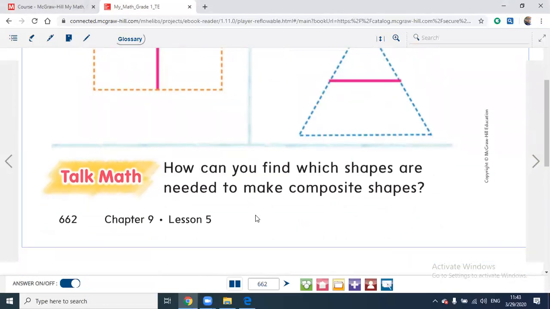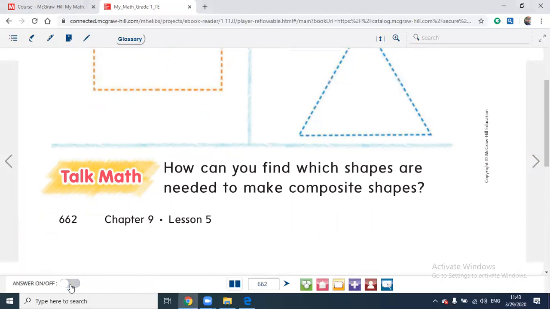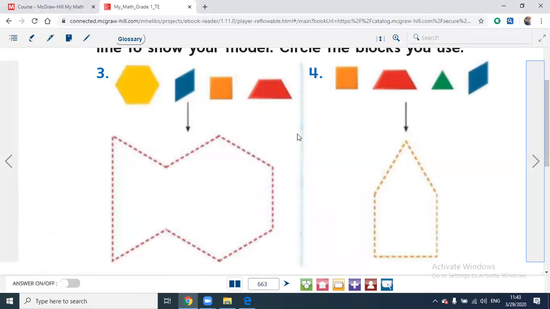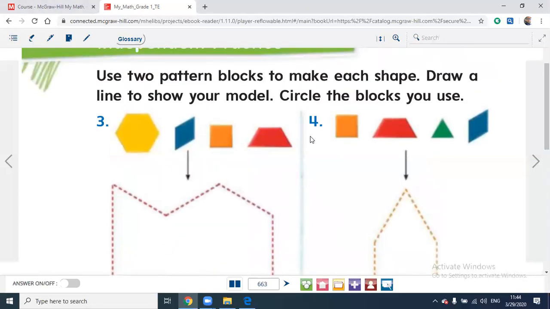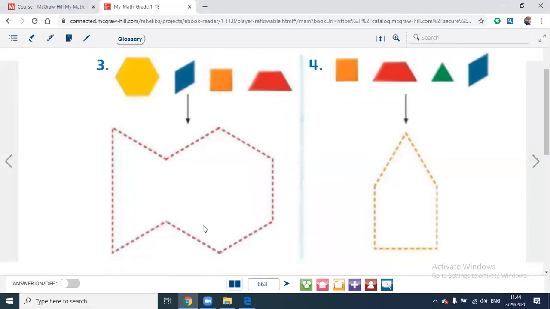Okay. Next page, page 663. As we see here, number 3 and 4, the same way, it asks you to draw a line inside the shape to show us how many shapes were used to form the shape. Here I have these shapes. I can draw a line to see how many shapes we used.